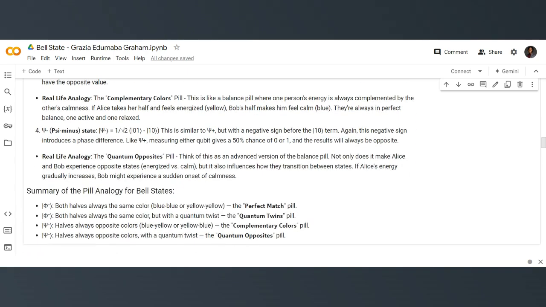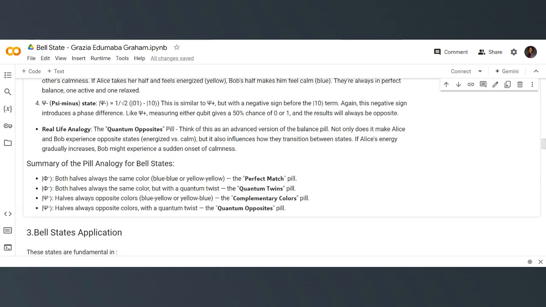So we have the last, or the fourth, Bell state, which is the psi minus state. It works along similar lines as the psi plus. Like here too, there is a phase difference. This is similar to the psi plus with a negative sign before the 1-0 state term. Again, this negative sign introduces a phase difference, so it means that the actions may occur at the same time, but one will lag. One's action will be felt before the other. We can term this a quantum opposite pill. Think of it as an advanced version of the balance pill. Not only does it make Alice and Bob experience opposite states, but it also influences how they transition between states. If Alice's energy gradually increases, Bob might experience a sudden onset of calmness.